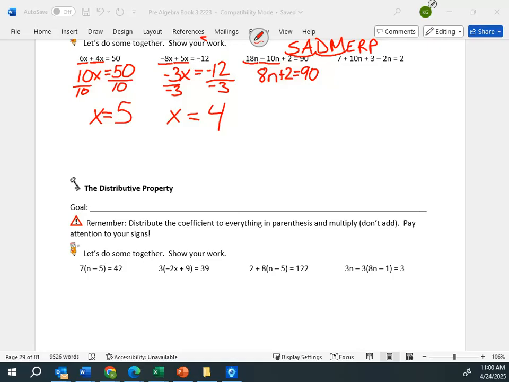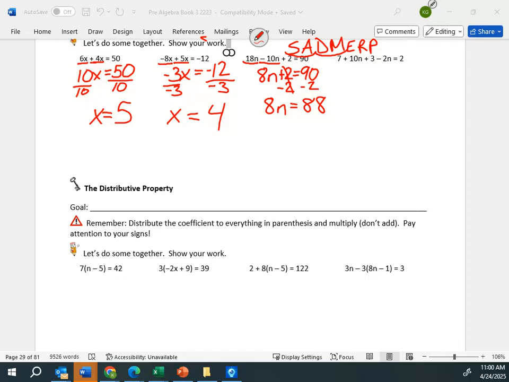So what am I going to do, Michael? Subtraction. Subtract what? 2 from 90, or 90 minus 2, because 2 minus 90 would be negative 88. Big difference. Negative 88 to positive 88, big difference. So we subtract 2 from both sides. So that zeroes out. We have our 8n equals 90 minus 2, which is 88.